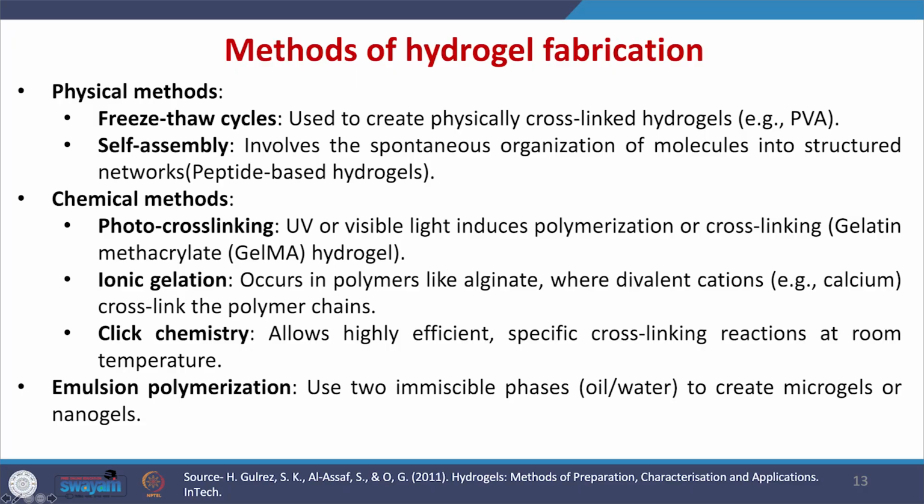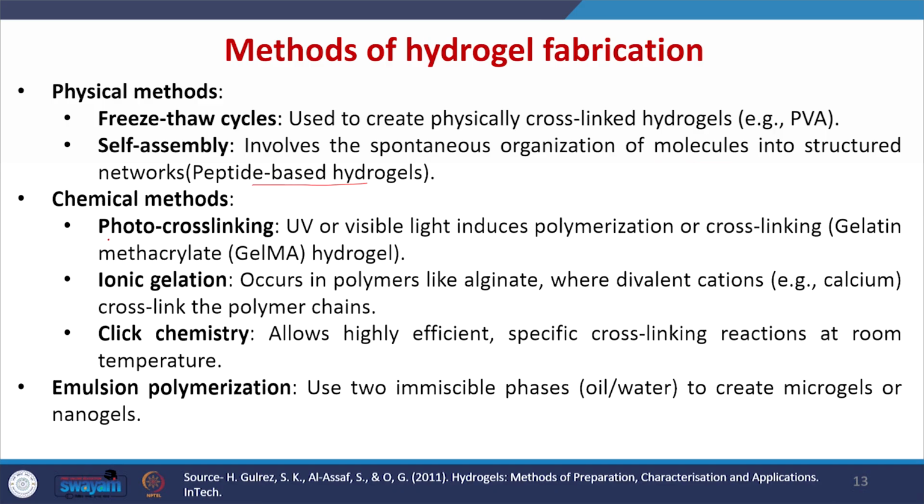Let us see what are the various methods available for hydrogel fabrication. The first one is physical method. Under the physical method, we have freeze-thaw cycle. So we can use the freeze-thaw cycle to create physically cross-linked hydrogel. Example is PVA, that is polyvinyl alcohol. And we can also use the self-assembly. Self-assembly means it is a spontaneous organization of molecules into structured network. Example is peptide-based hydrogels.